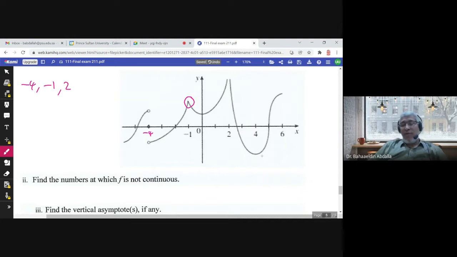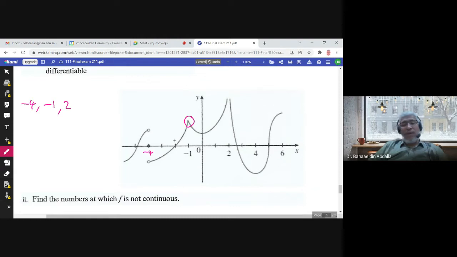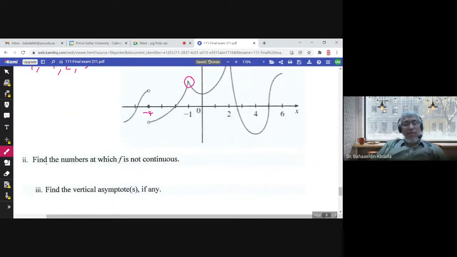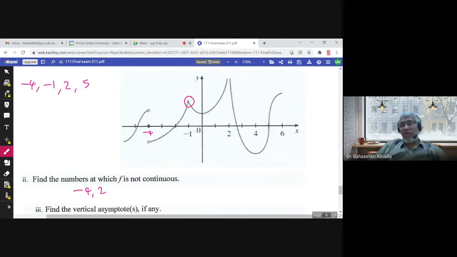I have no problem at 4. At 5, there could be a vertical tangent. So there is a vertical tangent here at 5, so also at 5 it is not differentiable. Find the numbers at which f is not continuous. It's not continuous at negative 4 and 2, discontinuity, but it's continuous at 5 and negative 1.